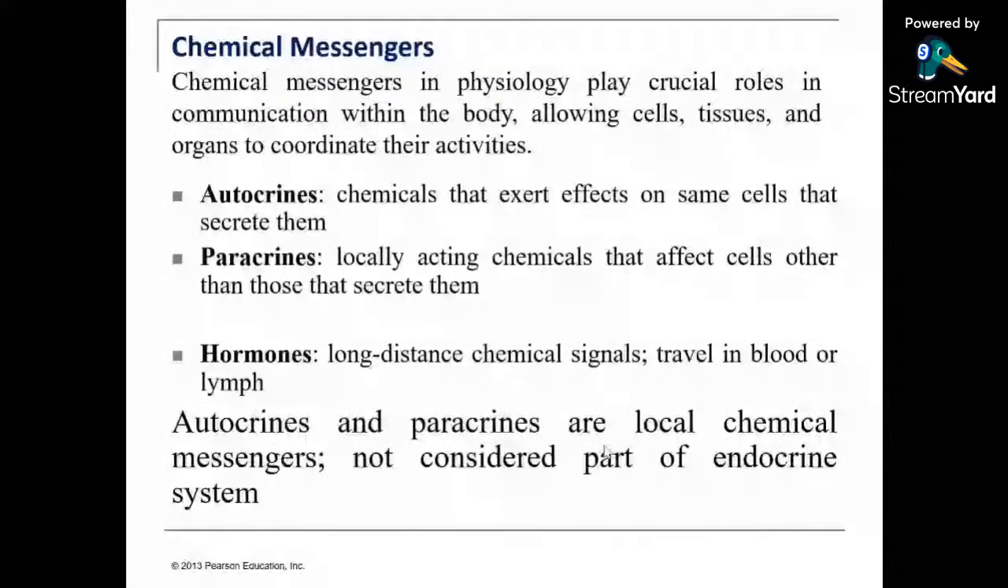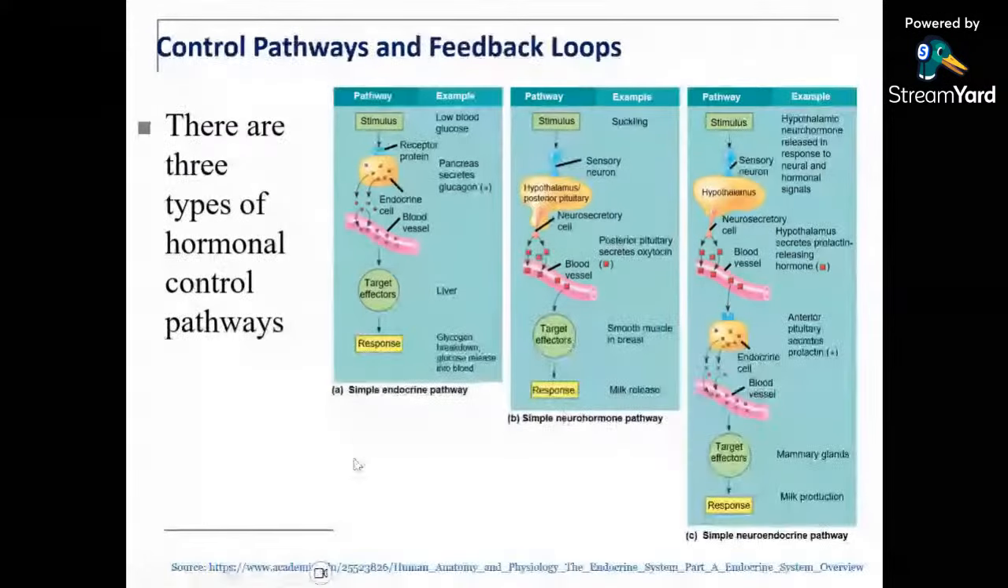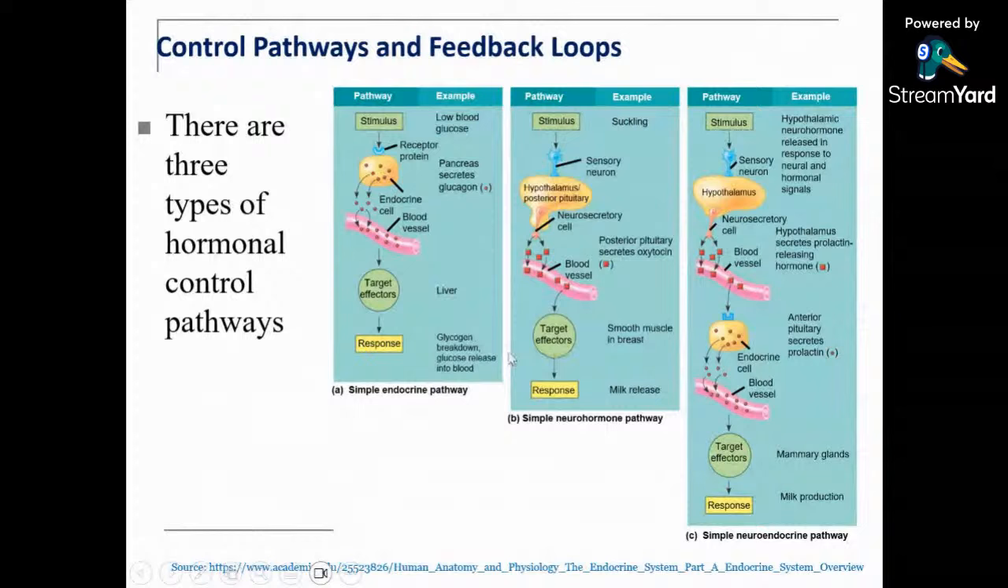There are three types of hormonal control pathways. In the diagram, you can find the first one, the simple endocrine pathway. For example, a low blood glucose level stimulates the receptor on the pancreas, which secretes glucagon, and it is transported through blood vessels and works on the target organ, that is the liver. And then the liver starts glycogenolysis and increases the blood glucose level.